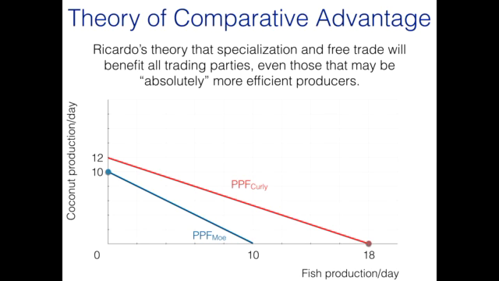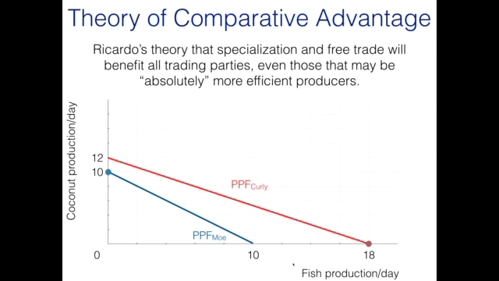So in this particular graph here, we have a production possibilities frontier for Curly and for Mo. And in looking at this, we can see that Curly has the absolute advantage in the production of both coconuts and in the production of fish per day. That is, Curly can outproduce Mo in either commodity. So according to Ricardo, this does not matter. What matters is what is the comparative advantage of an individual.